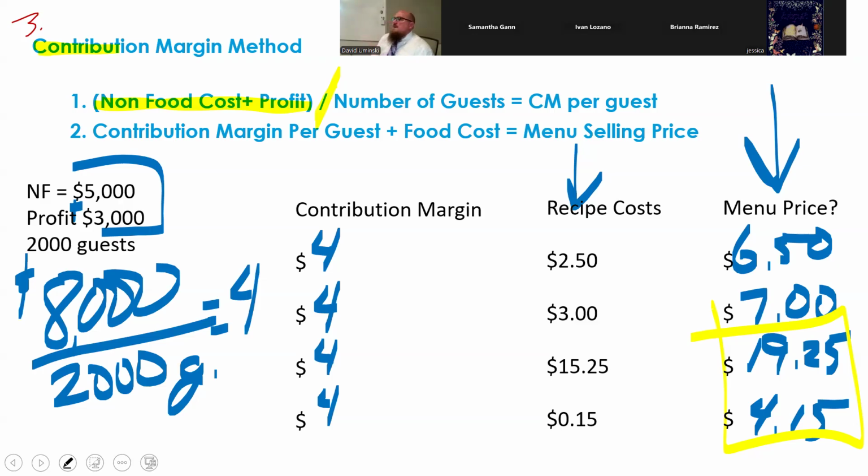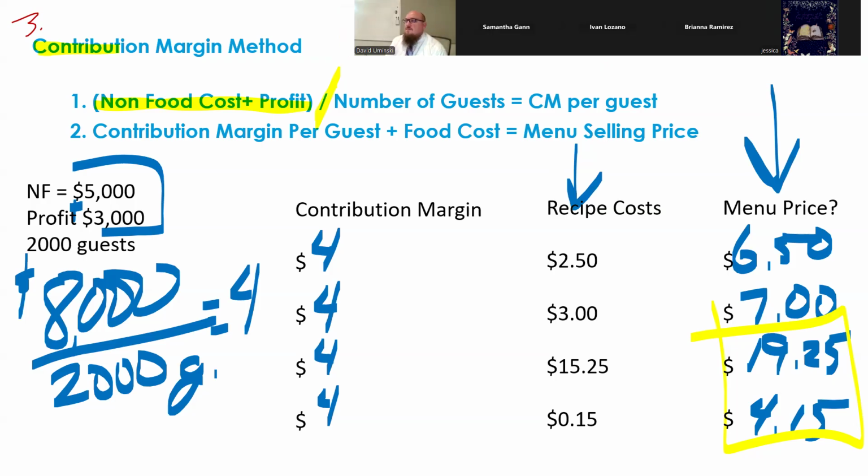What is a problem that you might see here with the contribution margin? Any thoughts?